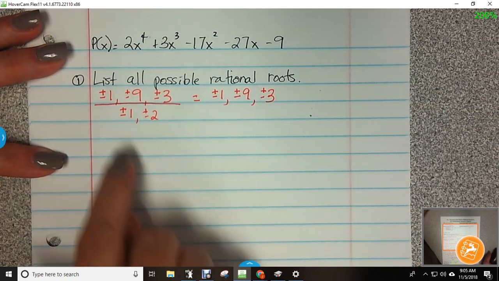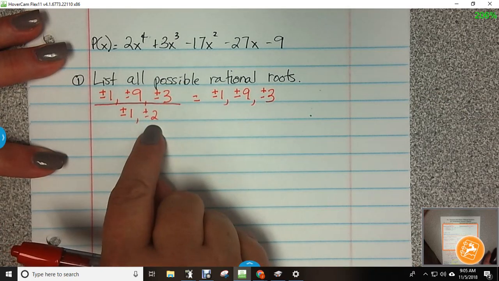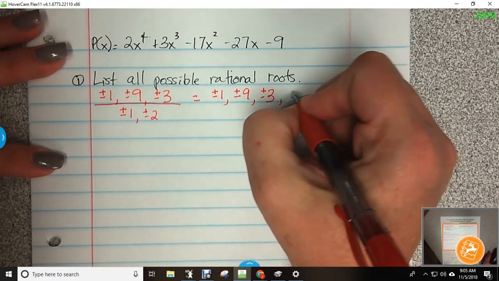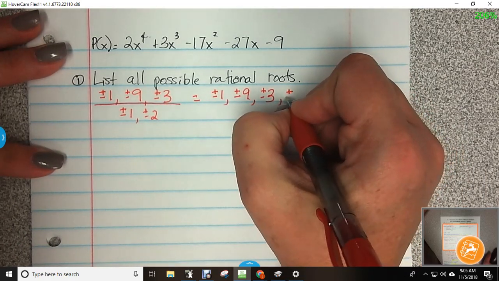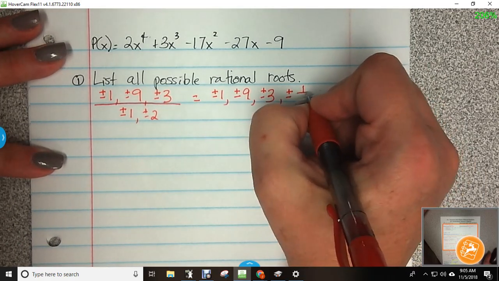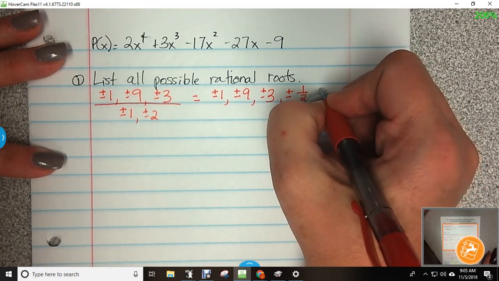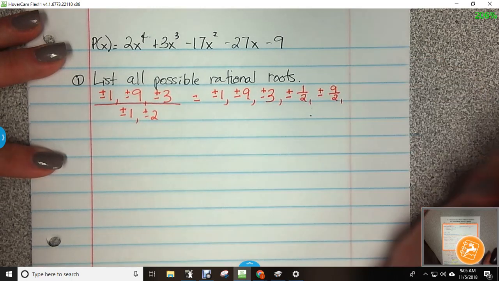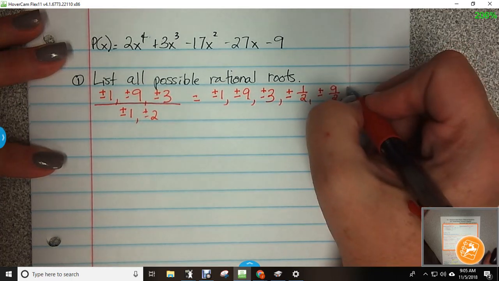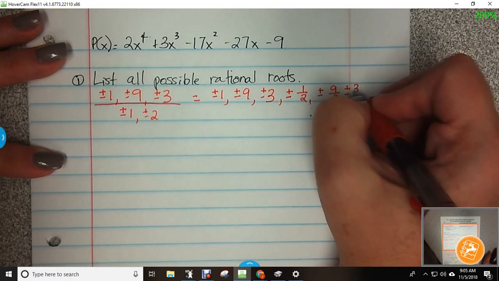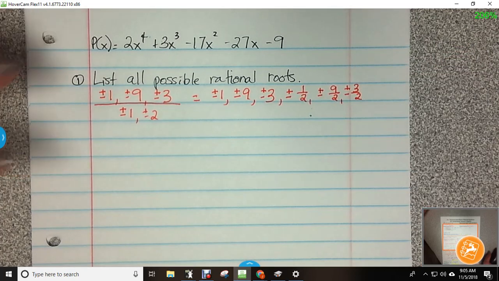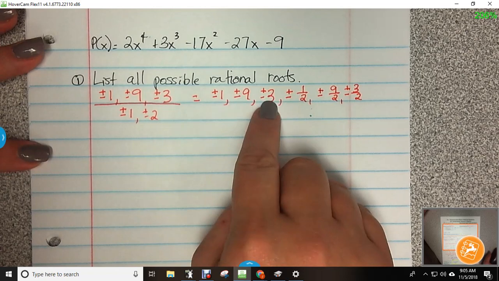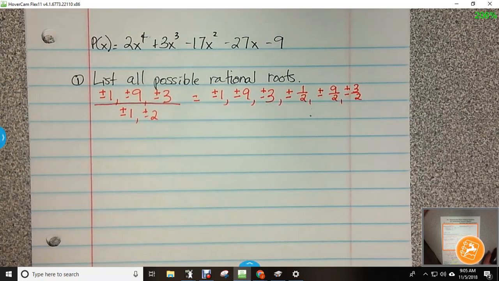And now I have to go back and put each of these over 2. So when I put 1 over 2, I get plus or minus 1/2. 9 will give me plus or minus 9/2. And the 3 is going to give me plus or minus 3/2. So I have 2, 4, 6, 8, 10, 12 possible rational roots.